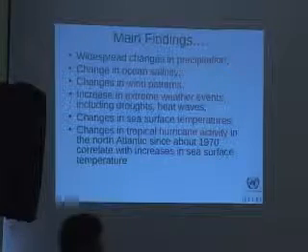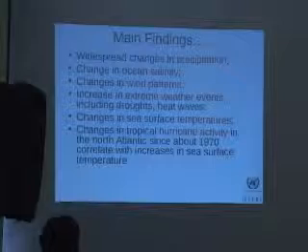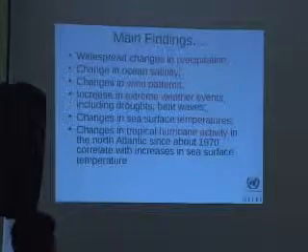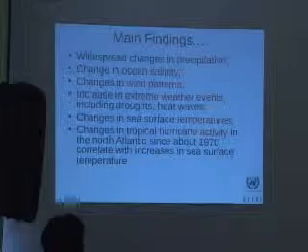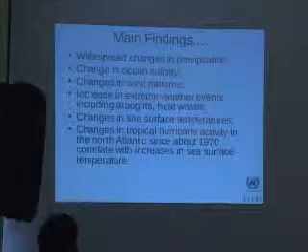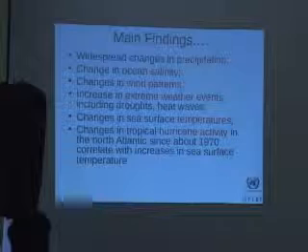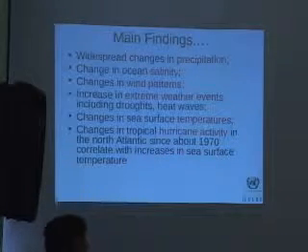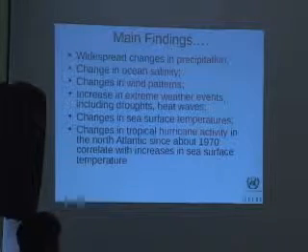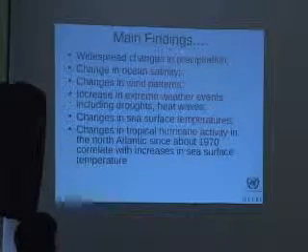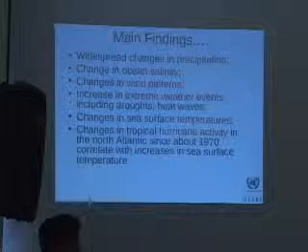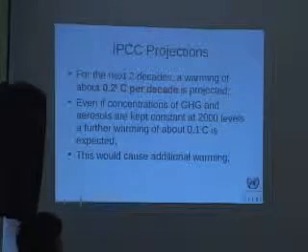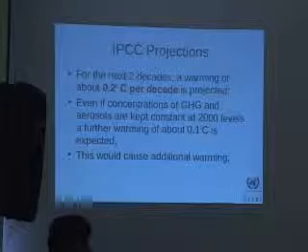Changes in ocean salinity, which will affect our coral reefs from ocean acidification. Changes in wind patterns and extreme weather events, including droughts and heat waves, and changes in sea surface temperatures. Changes in tropical hurricane activity in the North Atlantic have been observed since 1970, and these correlate with increases in sea surface temperatures. So what are the IPCC projections for us?